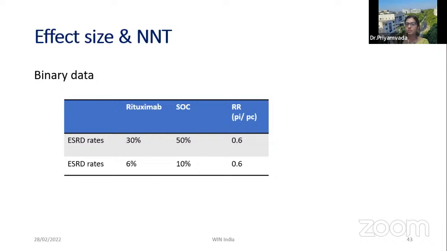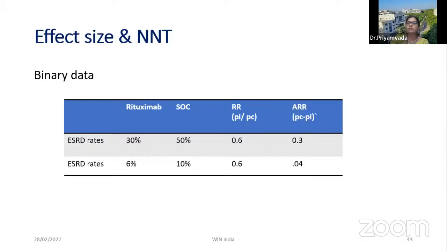Now here there's a problem. The difference in the first situation is pretty huge and the difference in the second situation is not that great, but we are getting the same risk ratio. And this is a problem in expressing the result as risk ratios alone. So what we need to do is we have to see how much is the absolute risk reduction. Okay, so actually this is 30 and this is 50, so it should not be 0.3, it should be 0.2. So the absolute risk reduction is 0.2, whereas here the absolute risk reduction is 4.